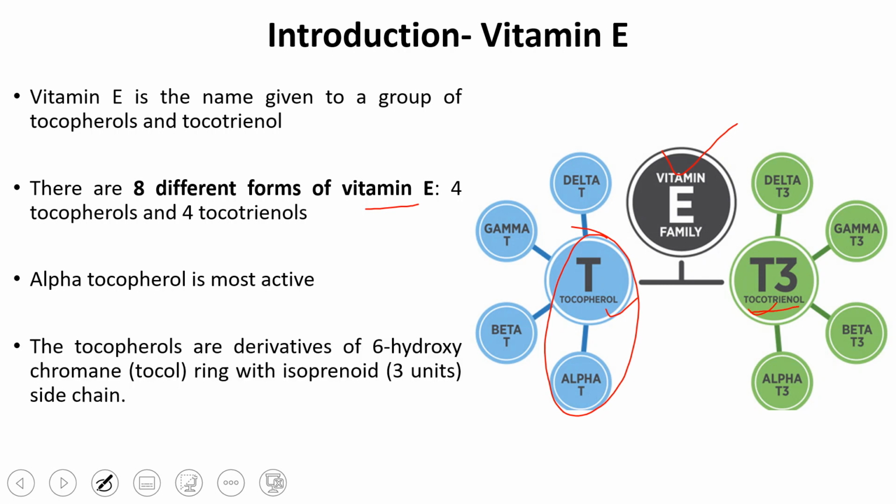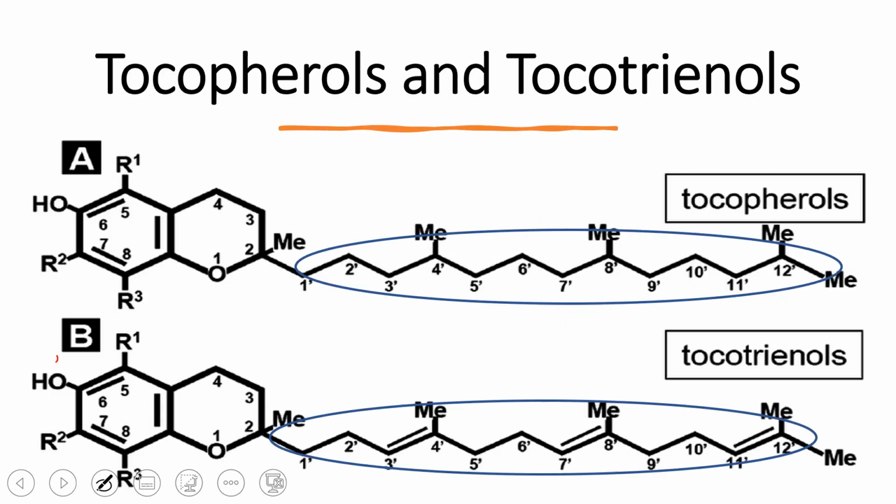The tocopherols and their derivatives have a 6-hydroxychromanone tocol ring with an isoprenoid 3-unit side chain. Vitamin E works as a very good antioxidant, and the main reason for this antioxidant activity is this chroman ring. So this chroman ring is essential for its antioxidant activity.